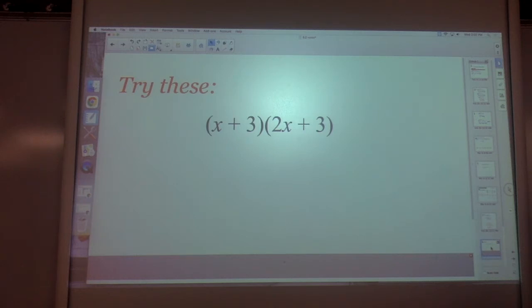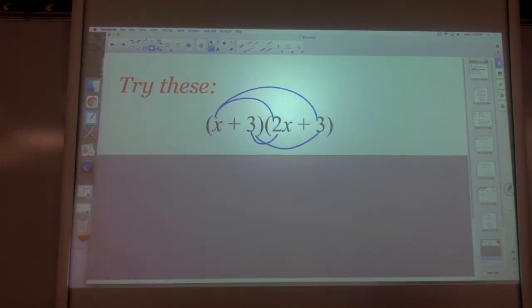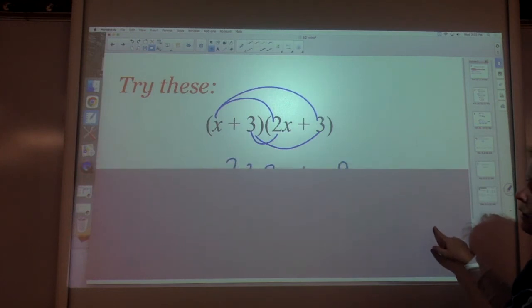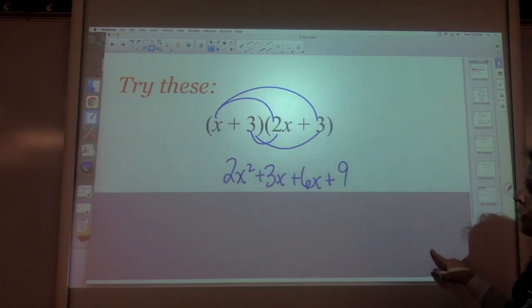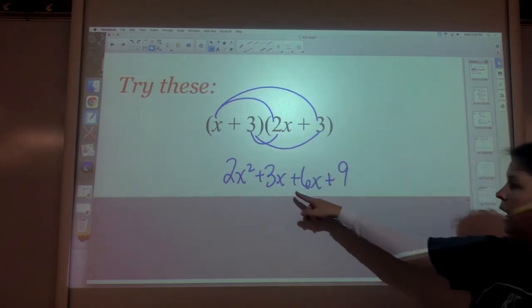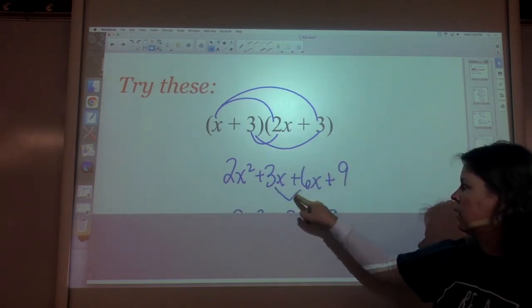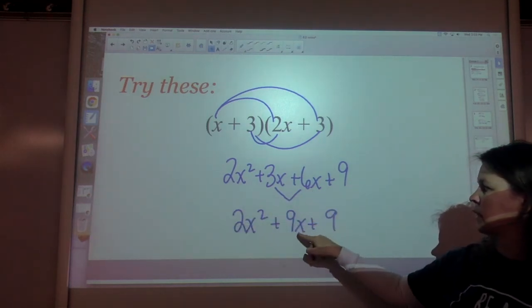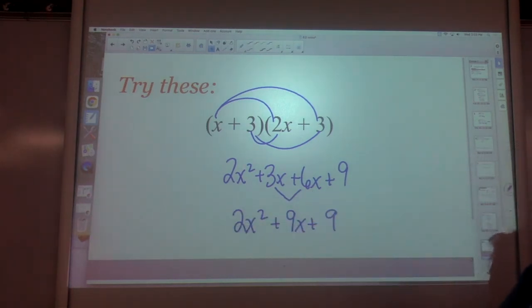Can you try this one on your own? See what you get. Write it down, distribute it out, see what your answer is. Okay, take a look. You distributed the x first, and then the 3. The x went twice, and you should have gotten 2x squared plus 3x. Then when you distributed the 3, you got 6x plus 9. Make sure you have 3 times 3 is 9. And you combine your two like terms right here. 3x plus 6x is 9x. Final answer, 2x squared plus 9x plus 9.